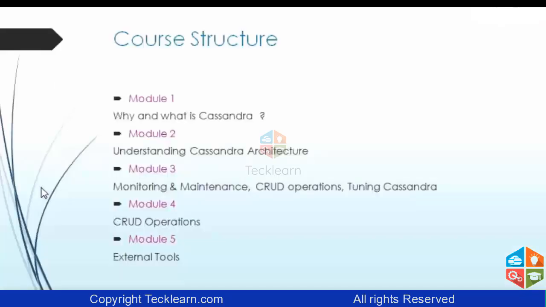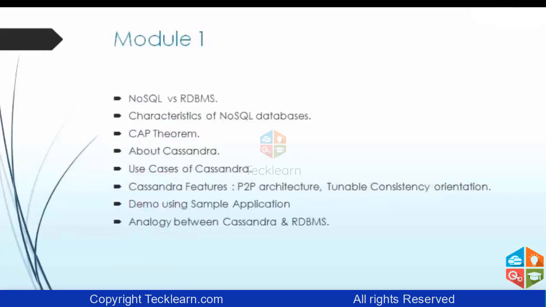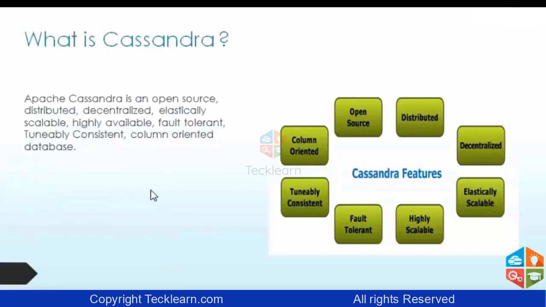To start with the basic thing, what is Cassandra? Apache Cassandra is an open source, distributed, decentralized, scalable, highly available, fault tolerant, tunable, consistent, column oriented database. So we can see there are a lot of things in Cassandra.